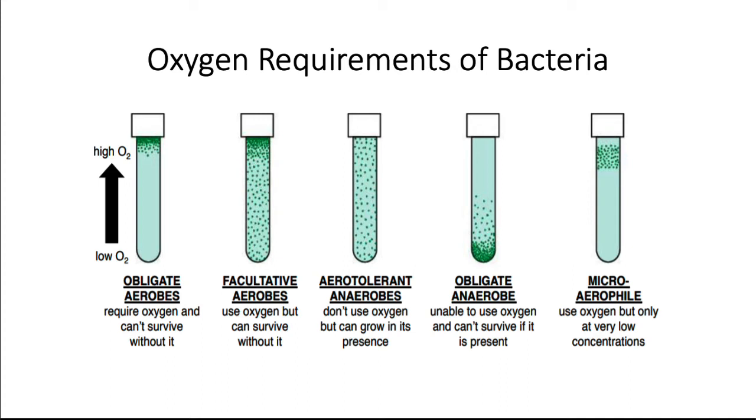So these facultative aerobes are going to be closer to the top of the tube, while the aerotolerant ones don't use oxygen, but they don't mind. They don't care. So that's why there is no difference in the distribution of the bacteria. And the very last one has a very unique pattern, as you can see. It's called the microaerophile.